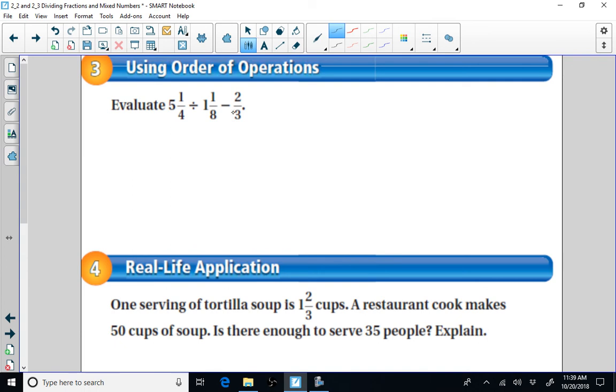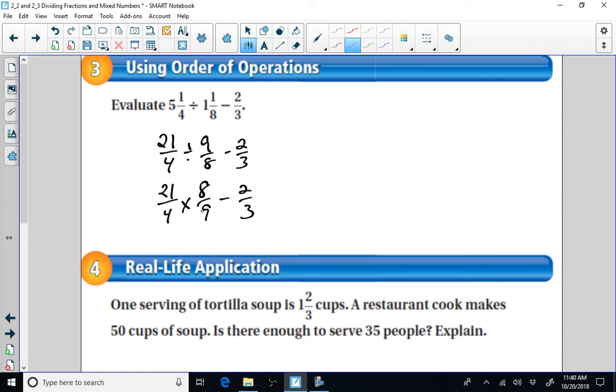So in order to do the division, we have to write everything as a fraction first. So 4 times 5 is 20, plus 1 is 21 over 4, divided by 8 times 1 is 8, plus 1 is 9 over 8. And then we still have to subtract the 2/3. Next step, we multiply by the reciprocal. So the 21 over 4 stays the same. I multiply by the reciprocal of 9/8, which would be 8/9. Still have to subtract the 2/3.